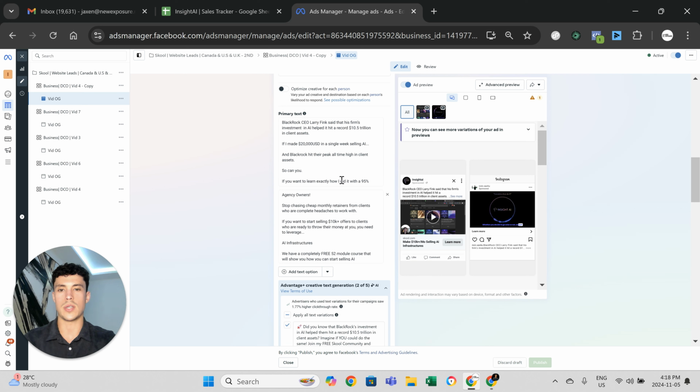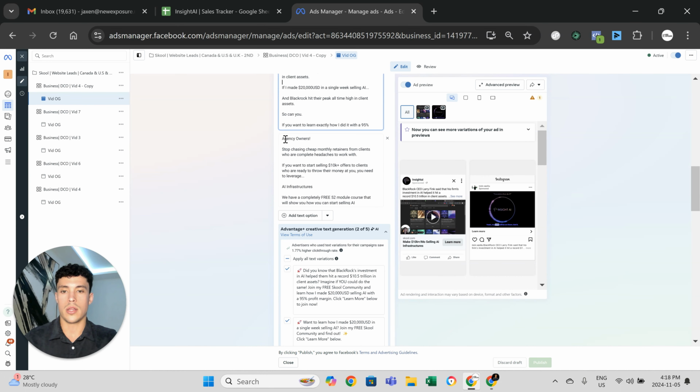So as you can see, this primary text here, I believe this one was honestly a ChatGPT one that we just tweaked a bit, where we're name dropping Larry Fink, who's of course a well-known person in the investment space, CEO of BlackRock, dropping how we made 20,000 in a single week, which is improved by quite a bit now, but this was quite an old copy here.